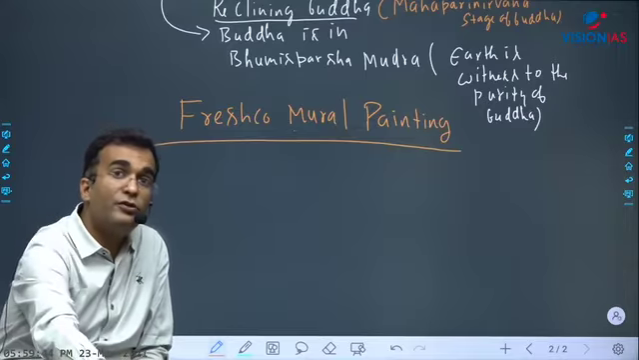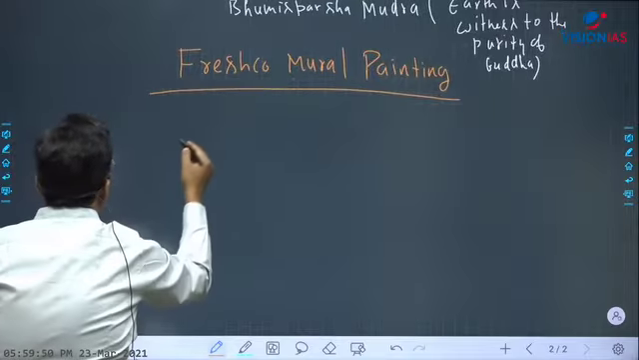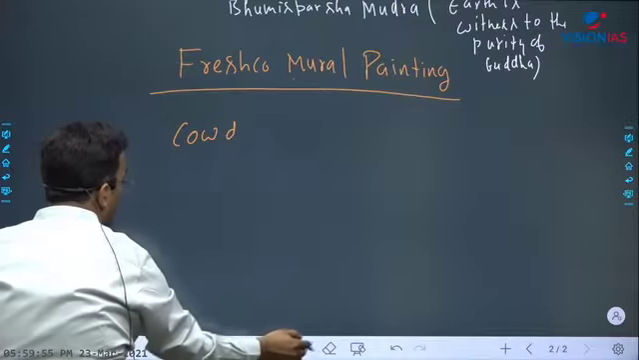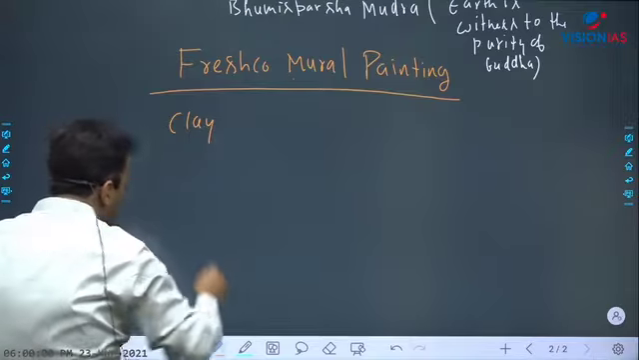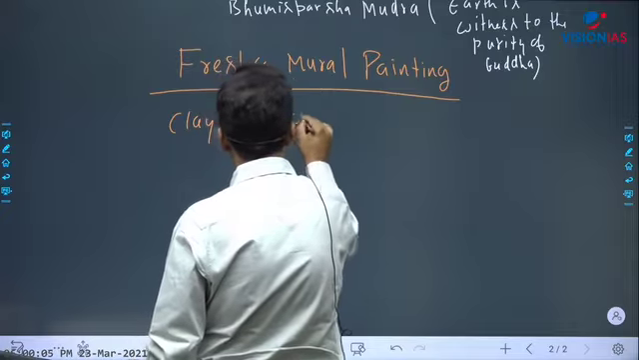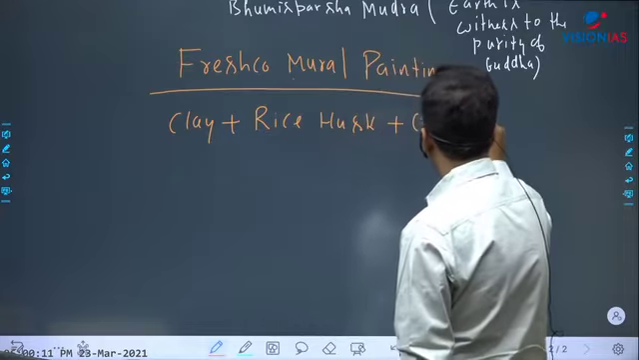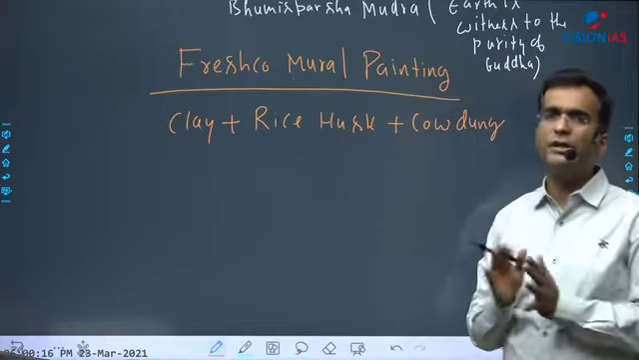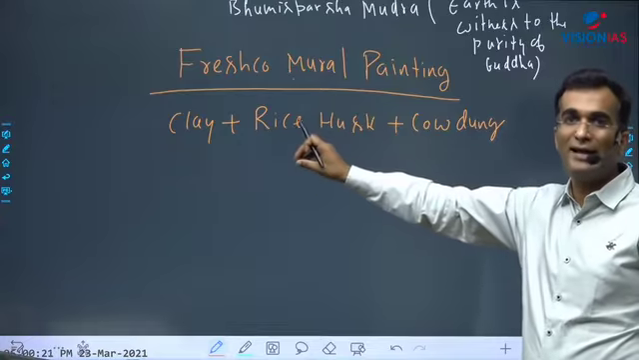The technique of fresco mural is as follows. So I'm writing all these things. Listen to what they do in the beginning. In the very first step, they mix clay plus rice husk and cow dung. Please don't write, just listen to it. So clay, rice husk and cow dung is mixed thoroughly, and a little bit of water also they add in this mixture.